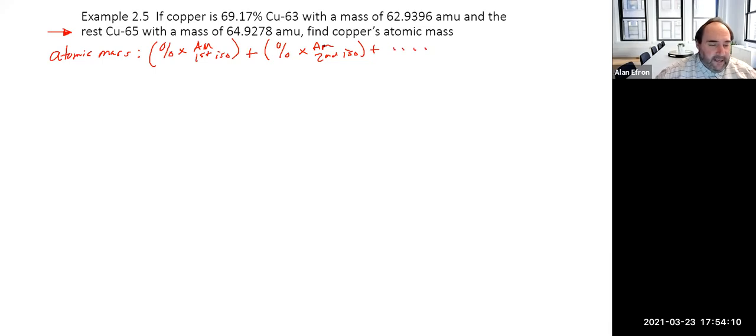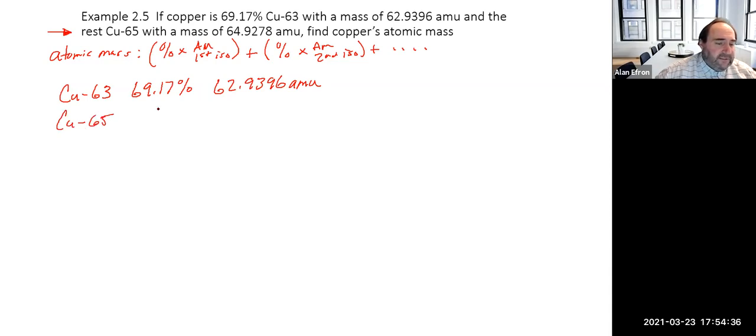So if we look at the information that's given to us here in the problem, we have copper 63 that has a percentage of 69.17% and an atomic mass of 62.9396 AMU. We have copper 65, which they do not give us the percentage, but they do tell us it is 64.9278 AMU.